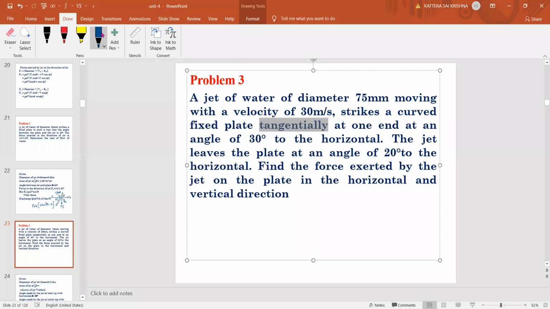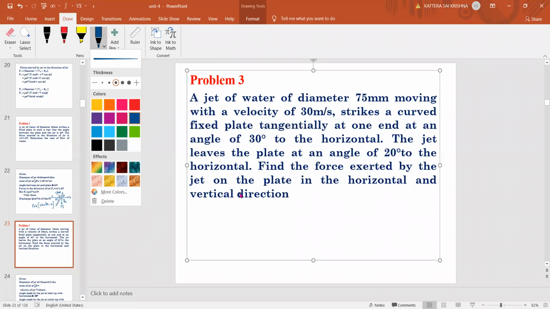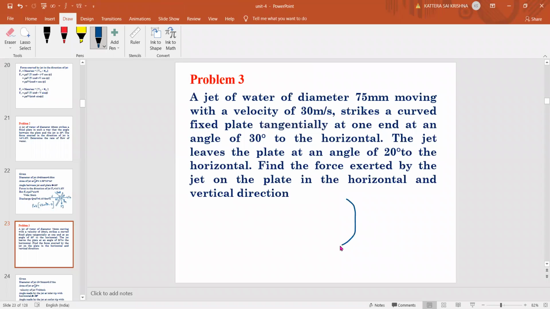So here we need to understand it is a curved plate which is fixed. Okay, already we have seen in the curved plates, both cases. One is jet hitting in the center of the plate and the other one is jet hitting at one tip of the plate. So here, if you see, this is a jet, if you assume. Okay, so the jet will come here. So there will be velocity coming from the jet in this direction, in the tangential direction to this. So what he is telling, at one end, at an angle of 30 degrees to the horizontal. So he has given this velocity with an angle of 30 degrees with the horizontal. So theta is given as 30 degrees here.